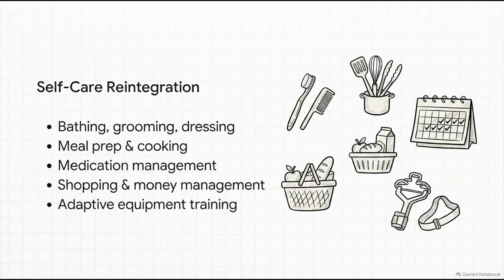CPT 97535 covers your in-home ADLs: bathing, grooming, dressing, basic household cleaning, medication management, and learning how to safely use adaptive equipment. Going a bit broader, CPT 97537 covers community and work reintegration, so shopping, using transportation, managing money, and analyzing work environments. And again, both of these are billed in direct, one-on-one, 15-minute increments.